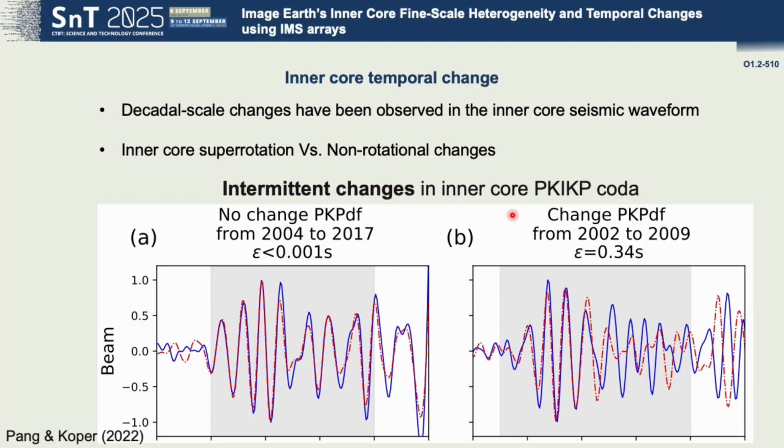Here, using the PKP-IKP coda, we analyze earthquake doublets. An earthquake doublet is a pair of nearly identical earthquakes separated in time. There are intermittent changes in PKP-IKP waveforms. The figure here shows examples from ILA. Clearly, only the earthquake doublet between 2002 and 2009 saw changes in PKP-IKP waveforms, not the doublet from 2004 to 2017.